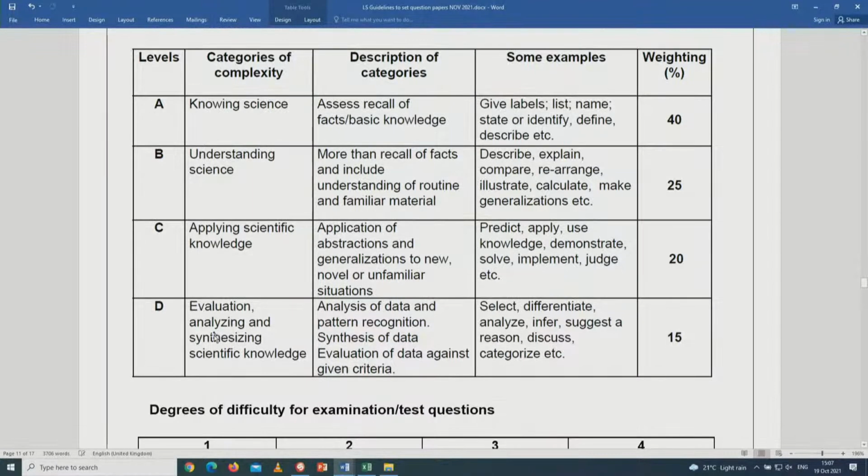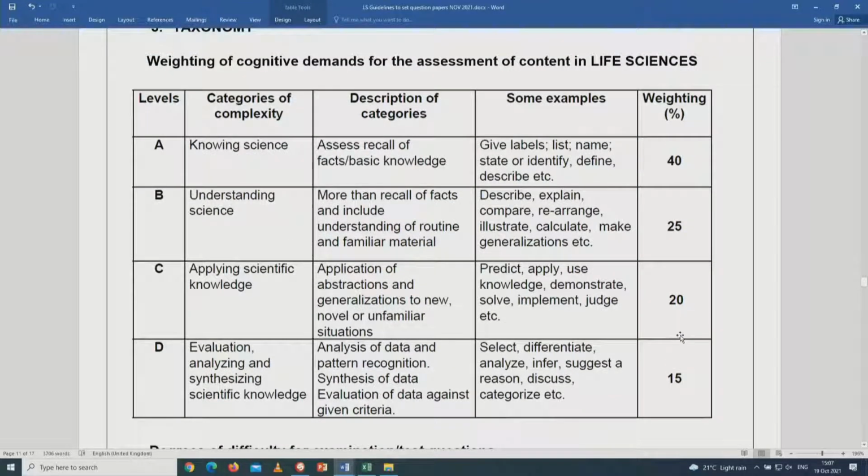And the last one is on the highest cognitive level. Now you evaluate, you analyze, you compare, you synthesize scientific knowledge. Select, differentiate, analyze, etc. It's on the highest level. That's why it has the least amount of marks also. So that, in short, is the cognitive levels.